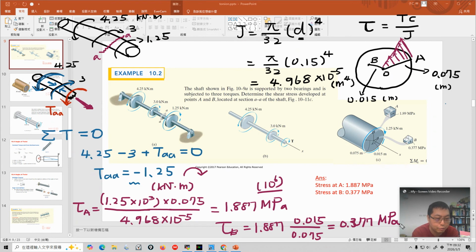Okay, so I remade the video for example 10.2 because there was a sign convention issue. That's why I remade this video. I will also remake lots of videos for the torsional load, to unify the sign convention in this topic, because the sign convention in torsional load is very annoying.